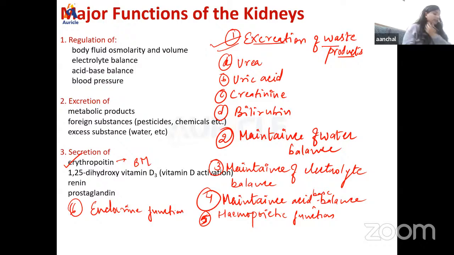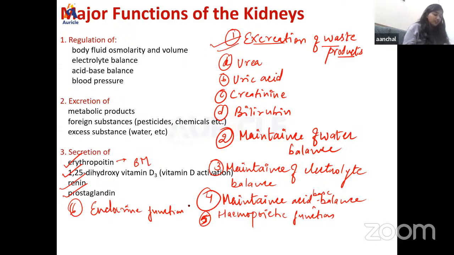So the kidney secretes many hormones, as we have discussed: erythropoietin, thrombopoietin, then we have 1,25-dihydroxyvitamin D3, then we have renin, then we have prostaglandin. As the kidney produces these hormones also, it also participates in the endocrine function, right?